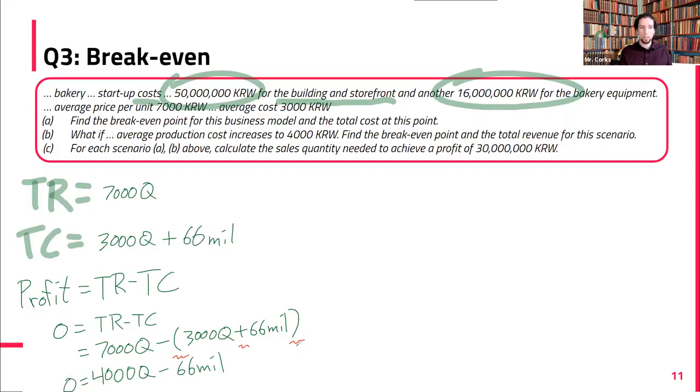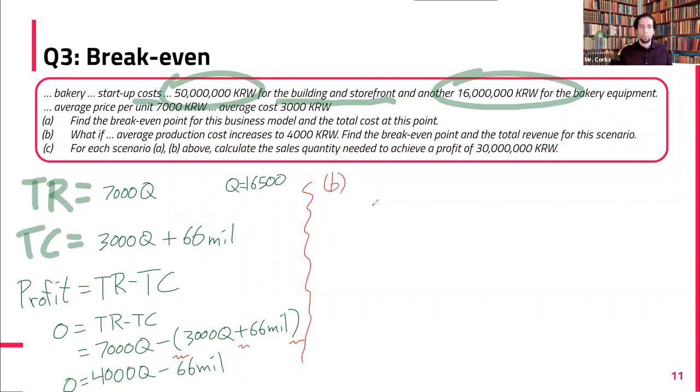And then we use that to solve for Q. And therefore Q is whatever number. I think it was 16,500 for that question. So that's how we solve this. So that was A. B had a slightly different scenario. Almost everything was the same, but just one part changed for B.